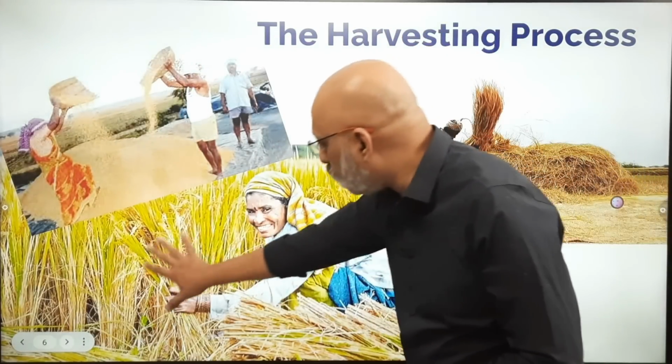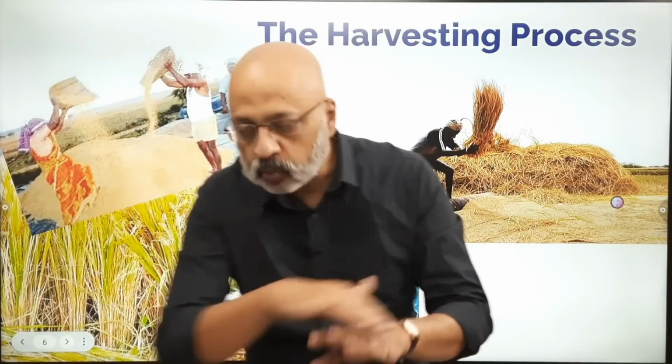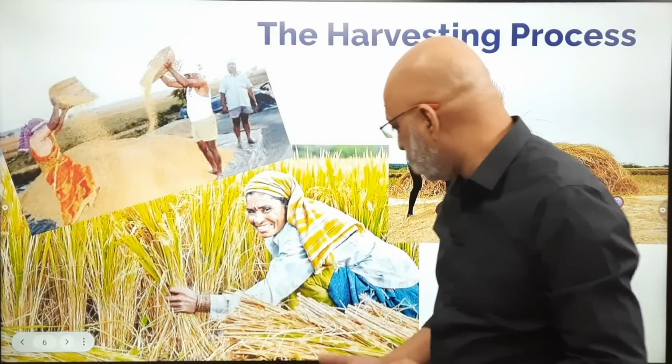Now, after this, let's come to the harvesting part. This is a photograph which is to do with the harvesting. Now, for harvesting the field, what they do is they drain out the water. The 3 to 5 centimeters of standing water that was there is drained out, and the field is dried. Okay. After that, you have the sickle. In this photograph the sickle is not visible.